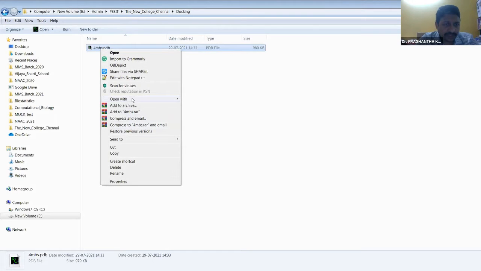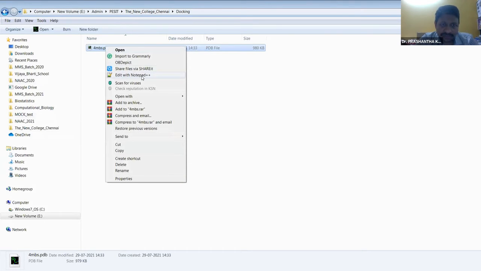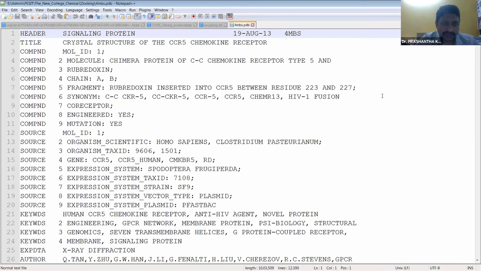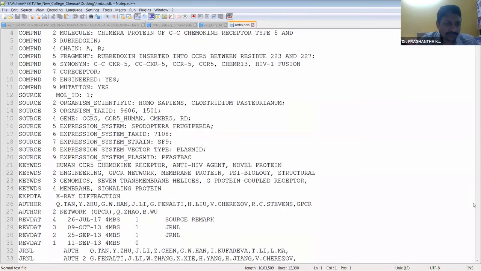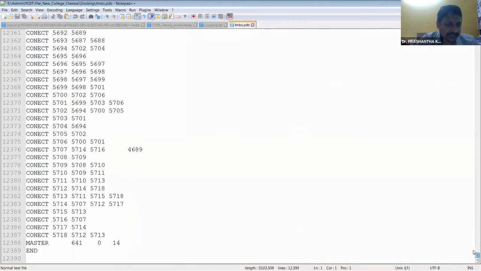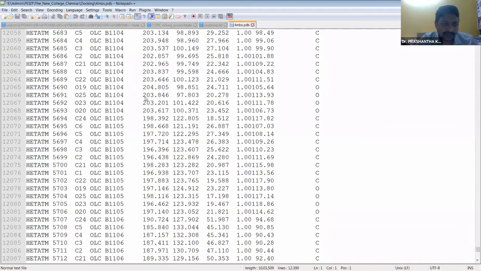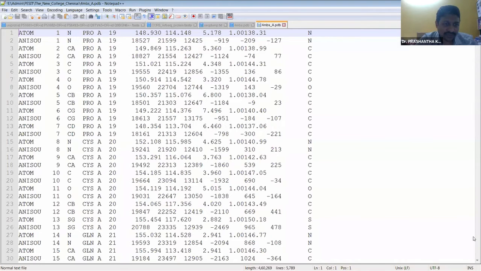Now you can open this in PyMol, or another way is to open this file in Notepad++, and then within this Notepad++, we have to remove the B chain, the entire B chain, and we know the difficulty that we had yesterday. So if you have that particular file with only the A chain, you can use this.